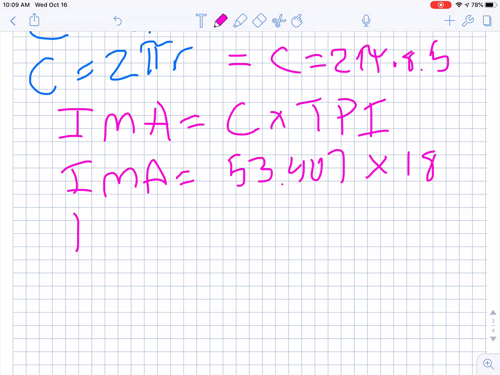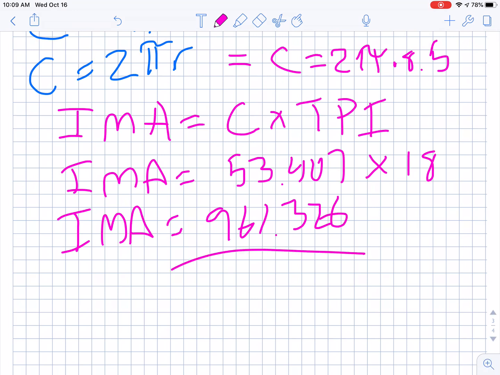IMA equals 961.326. Don't be afraid of larger numbers. Screws, bolts have a really high mechanical advantage. Okay, follow those tips and you'll be good.